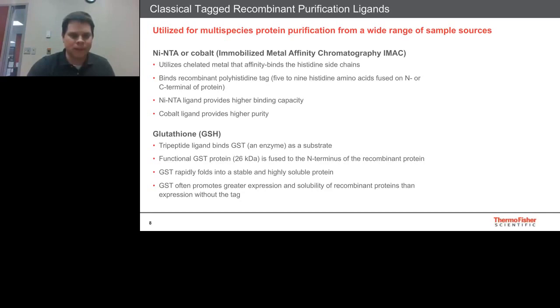Glutathione is a tripeptide ligand that binds GST, a 26 kilodalton N-terminal fusion, as a substrate. GST folds quickly to help with solubility of your target protein, and it can even improve expression of some harder-to-express recombinant proteins. Glutathione is very specific to GST, resulting in high-purity eluates.